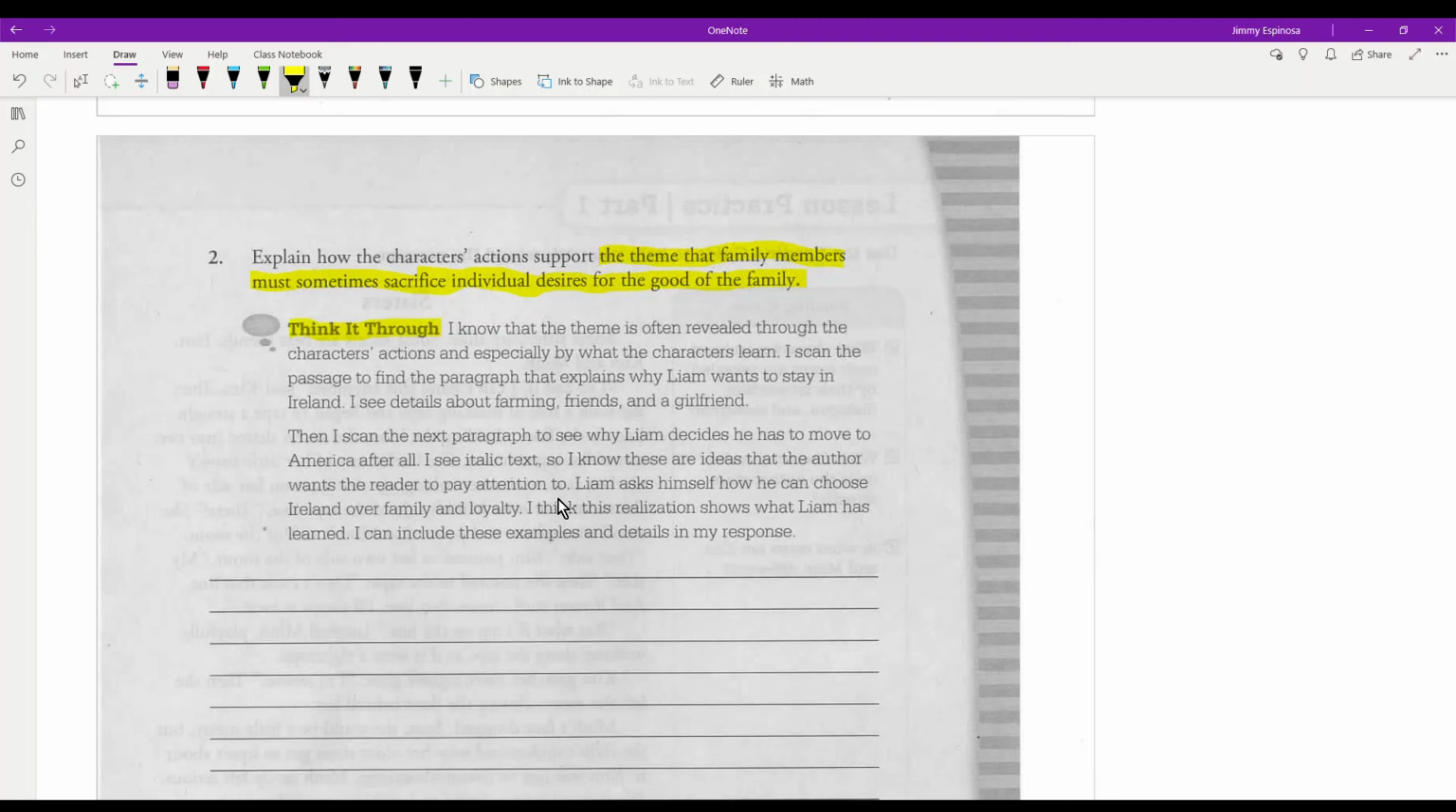Go ahead and read this thinking it through and give me your best response, written response with proper grammar, okay, capitalization, periods, and no misspelled words. Please proofread it so you can get full credit, but please put the effort into this.